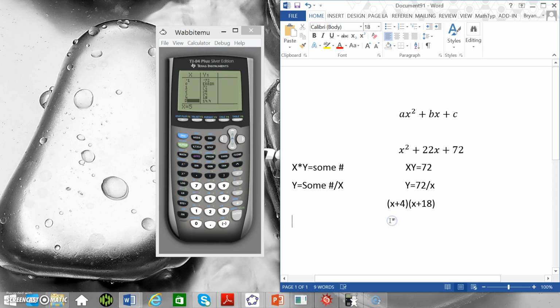So anytime you're struggling with trying to find factors, there's a unique number you can't think of, jump right to that graphing calculator, hit y equals, that number divided by x, second table, and look for values that add up to b.